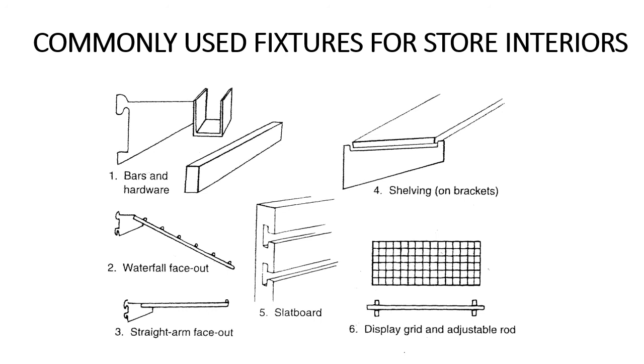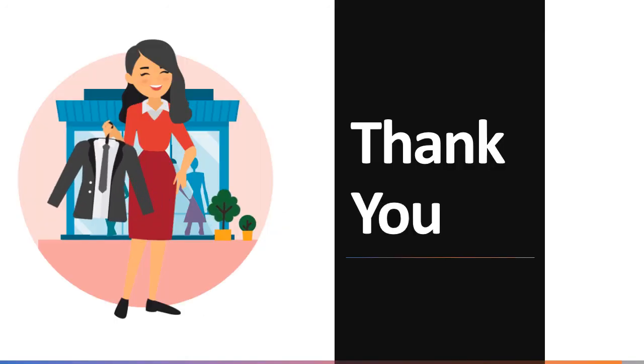Straight arms serve the same purpose as waterfalls, to make the full front of a single garment visible to shoppers. They are available in square and rectangular versions, in addition to round tubing. Either tops or bottoms may be featured on straight arms. Straight arms are available with different styles of fittings so that they fit into grid wall and slat wall standards or clip over crossbars. So that's all for today.